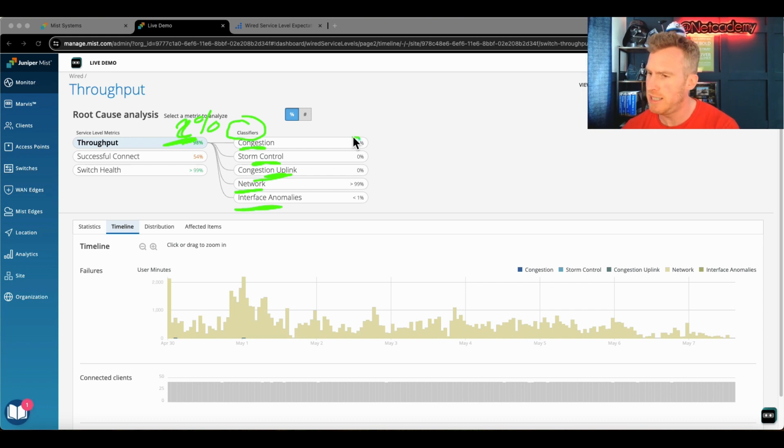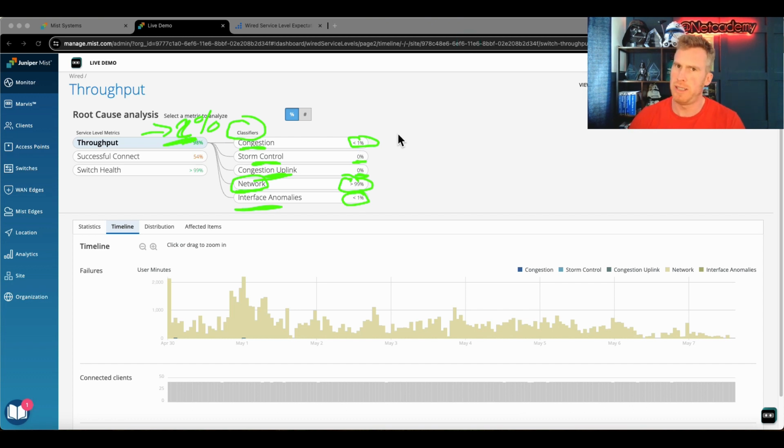But what we can see is less than 1% of that missing 2% was due to congestion on the egress port. So not very big. 0% was due to BUM traffic. 0% as well was due to congestion on the uplink. But right here, just greater than 99% was due to this classifier here, network. We'll go into that in just a second, and less than 1% was due to interface anomalies.